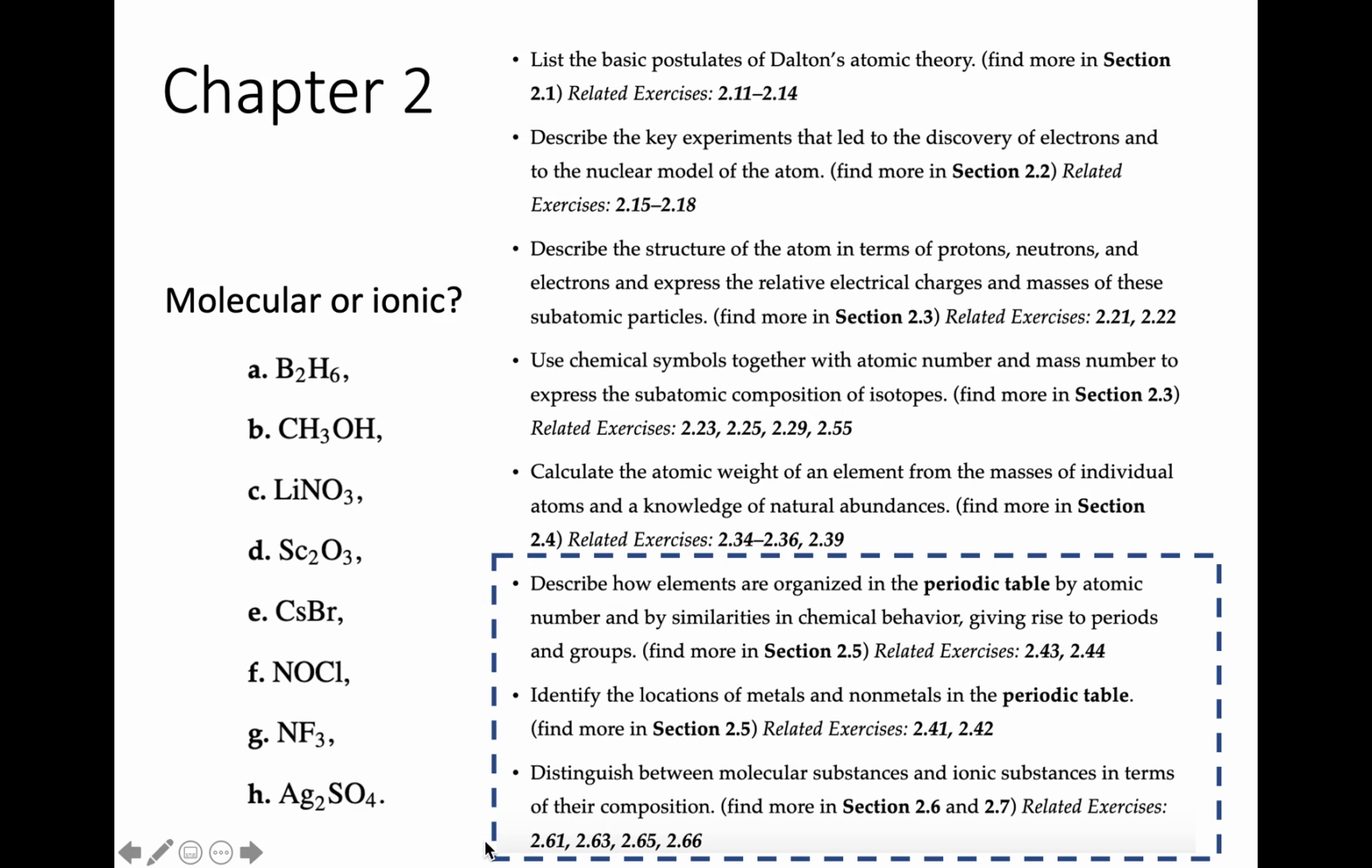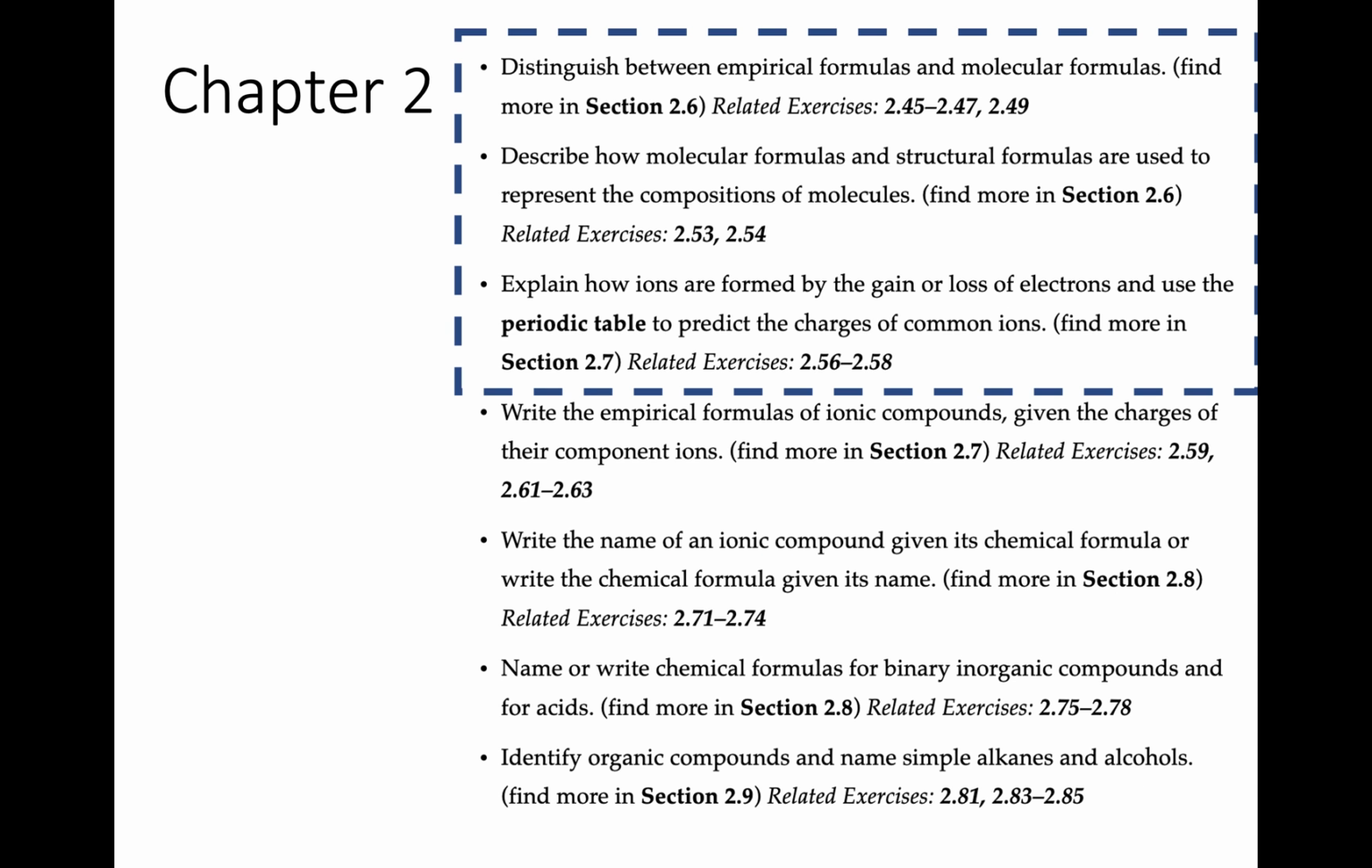This section right here involving the periodic table, I'm indicating in dashed lines because I think you have that skill now. Being able to look at a formula and determine whether it's a molecular or ionic substance, I think you can probably do that. Similarly, distinguishing between empirical and molecular formulas, understanding how ions are formed, I'm putting that dash because I think you have that skill now.